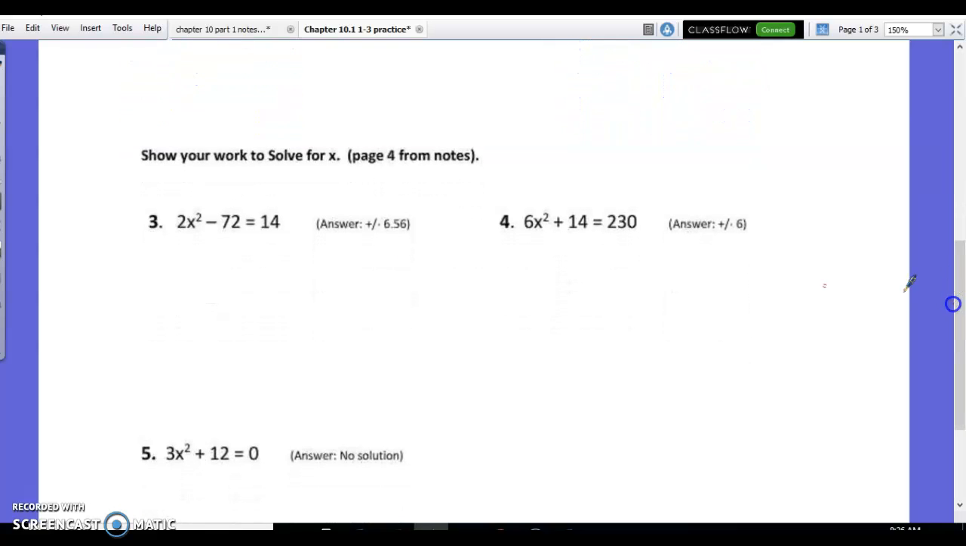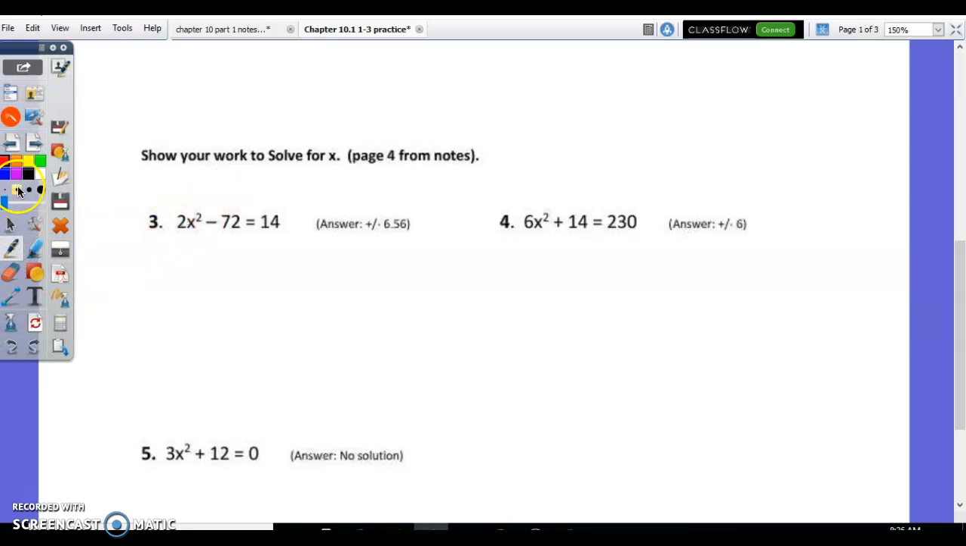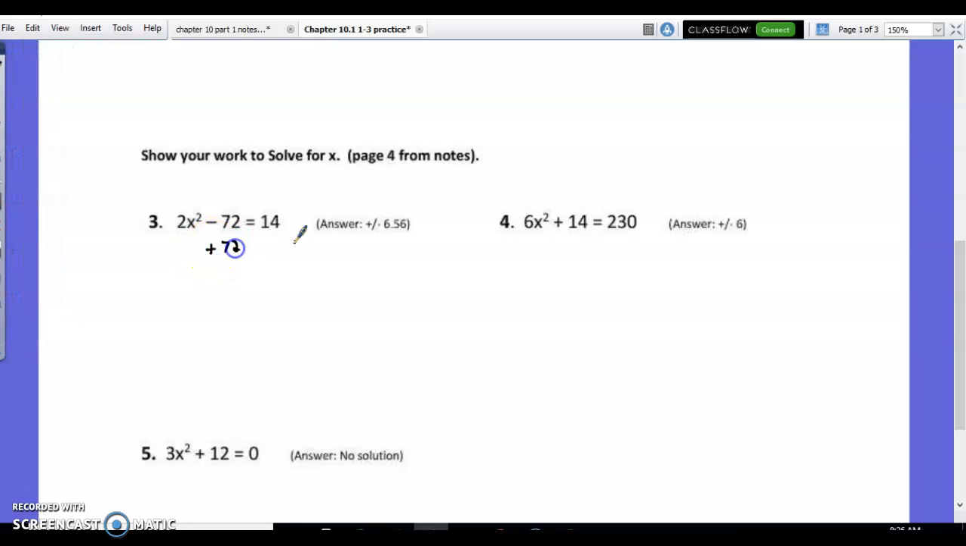All right, second, all these sets of problems, we're going to show your work to solve for x. So this is from page 4 of your notes. So we are undoing these problems. We're using inverse operations. These are all a two-step problem, but then we're adding the third step because we have to take the square root at the end. So if I'm working on this problem, I would add 72 to both sides, rewrite the problem, 2x squared equals 14 plus 72.